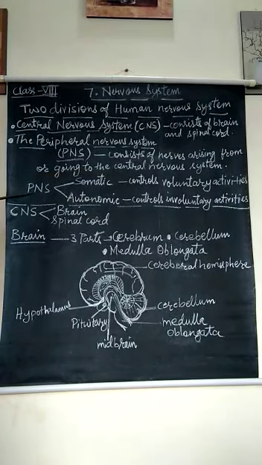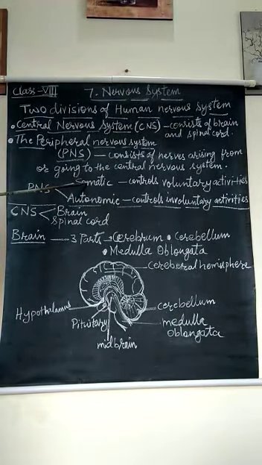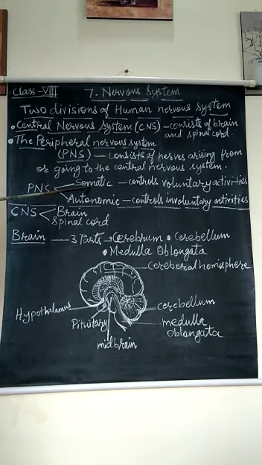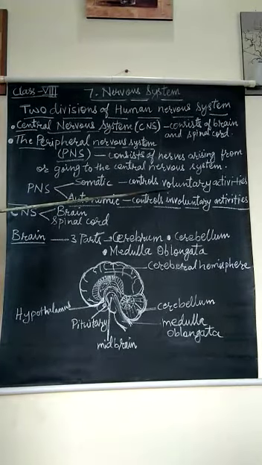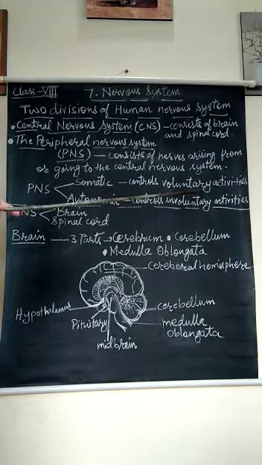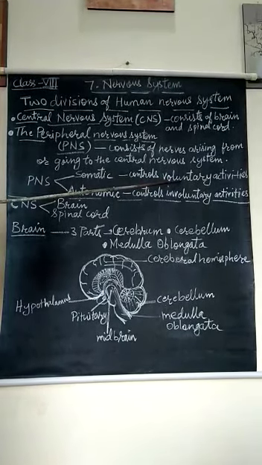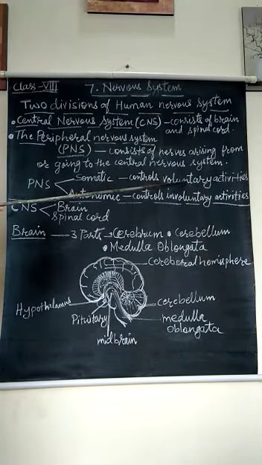The peripheral nervous system has two subdivisions: somatic nervous system and autonomic nervous system. Somatic nervous system controls the voluntary activities. It controls the voluntary activities of muscles, organs and skin.